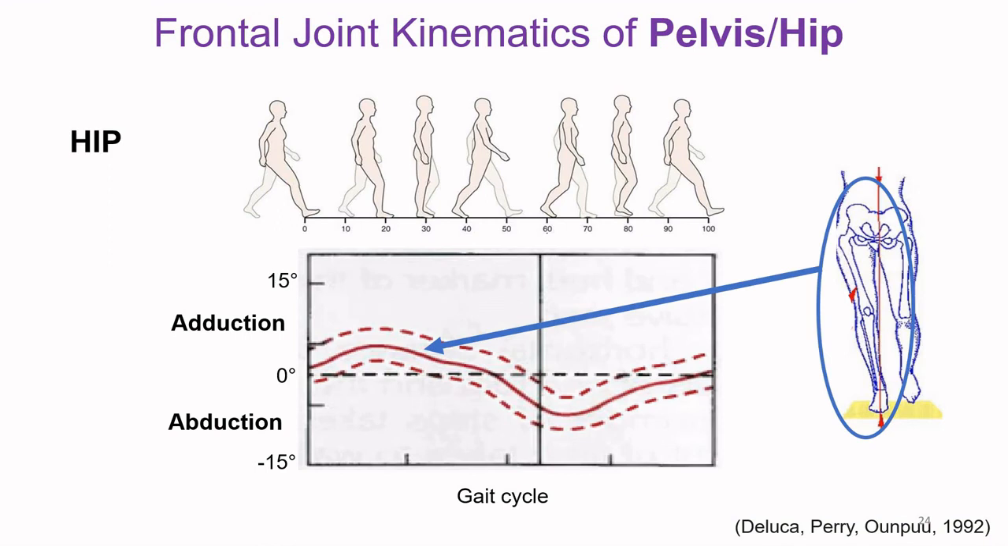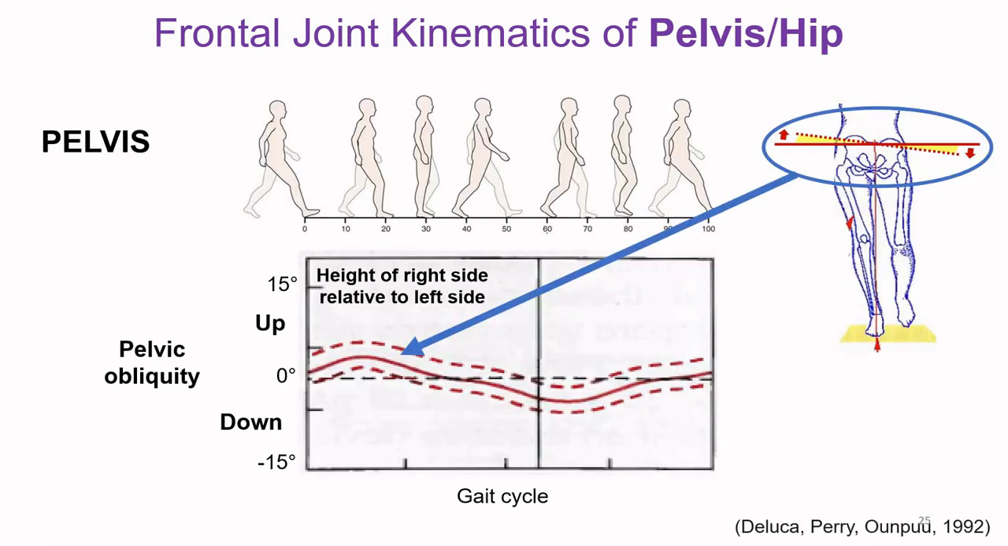Let's now turn our attention to joint kinematics in the frontal plane. And we'll start by looking at the hip again. The hip is adducted during stance. This adduction acts to keep the base of support created by the stance foot underneath the center of mass, and therefore this makes the movement biomechanically stable. The hip is abducted during swing. This is associated with the swinging out of the swing limb around the stance limb.